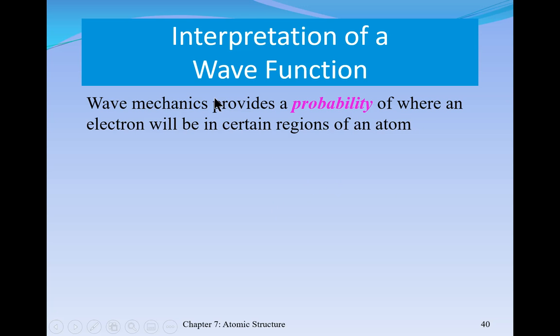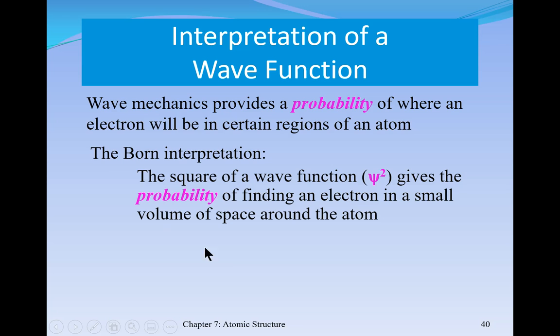All right? So that's one important development which leads to our current understanding of how the electrons are arranged. Because wave mechanics, the approach taken by Schrodinger, provides a different measure. It doesn't say anything about absolute certainty of where an electron is, but instead it provides a probability of where an electron will be in certain regions of the atom. And according to Born, the way we interpret the wave function is that the square of the wave function is what actually gives us the probability of finding the electron in a small volume of space around the atom.